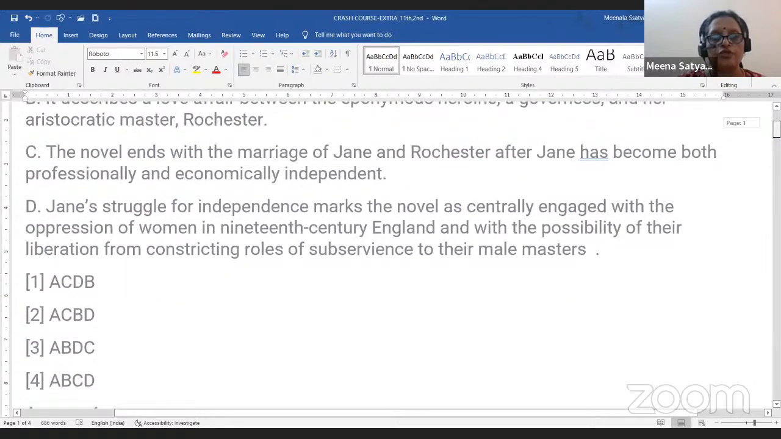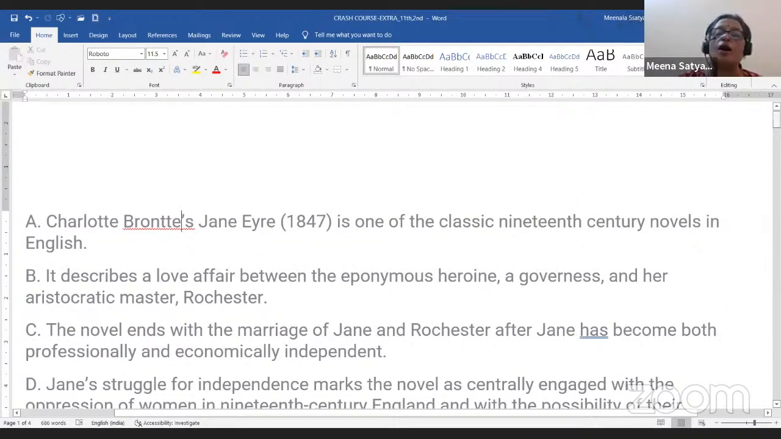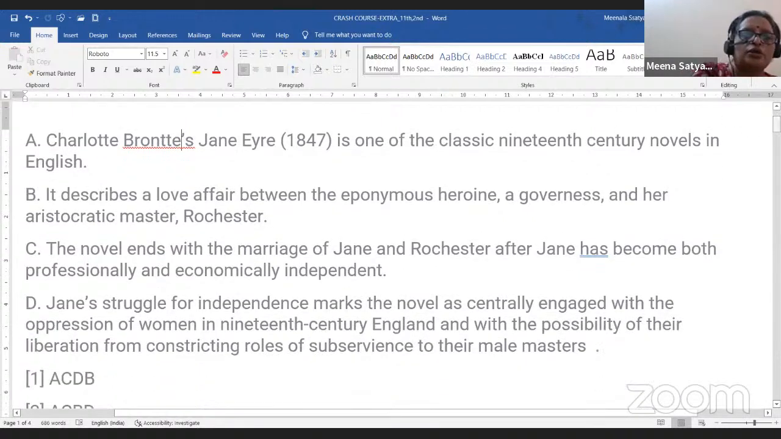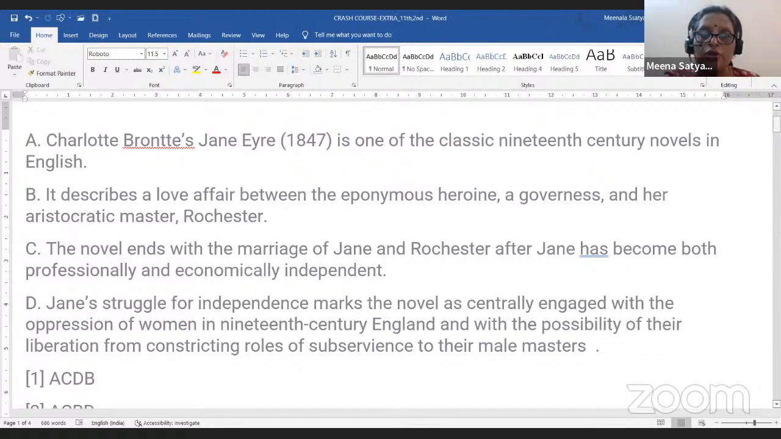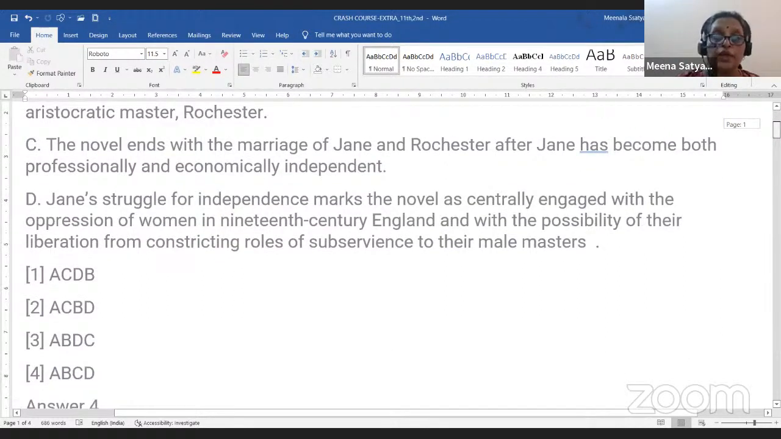So, very first clue is: Charlotte Bronte's Jane Eyre is one of the classic 19th century novels in English. If you have seen, except for the fourth one, this one begins with an article, this one begins with an it. We don't know what it is. So this is the 19th century novel. Now here what has happened is you're very lucky. So you have the option ACDB. Okay, so A is the first one according to us, ACBD, ABDC.